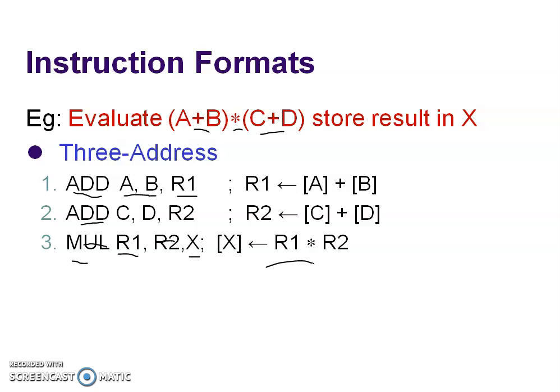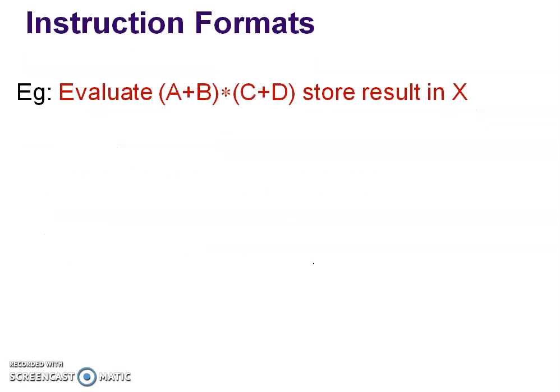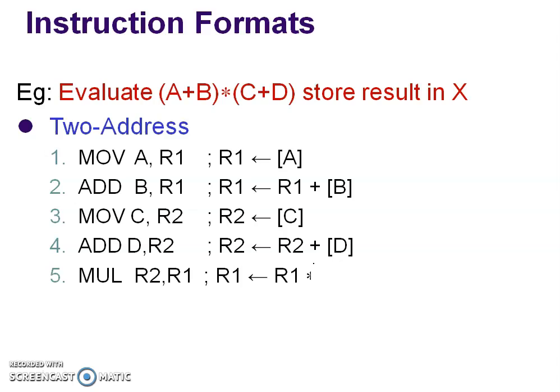Now the same equation, if you need to write it using the two address instruction format, then it will be written like this, with only two operand fields. In such a case, each value needs to be loaded to a register. In case of A plus B, first a value will be loaded to the register. Either A or B can be loaded, and then add B comma R1. The second operand is added to the R1 value. In such a case, the result will be stored in R1.